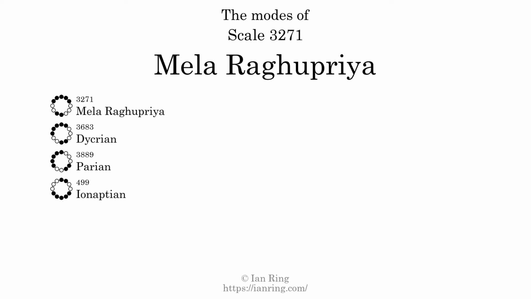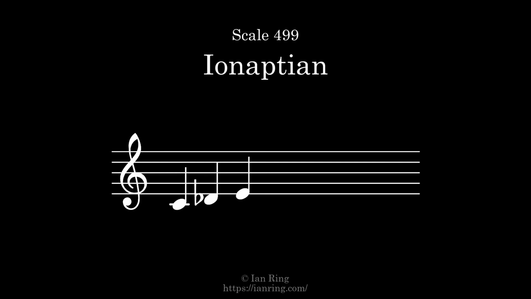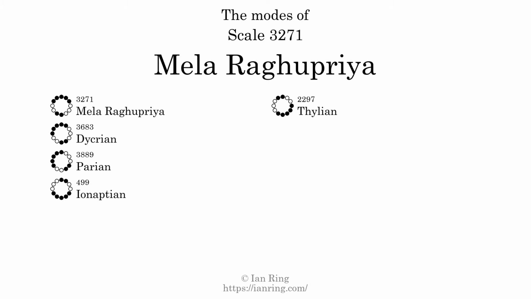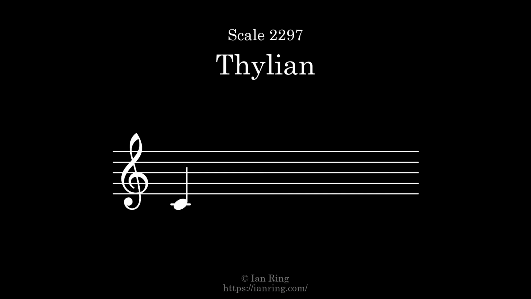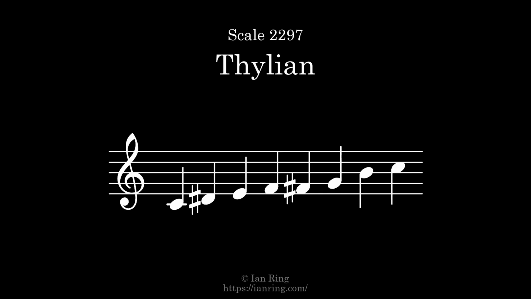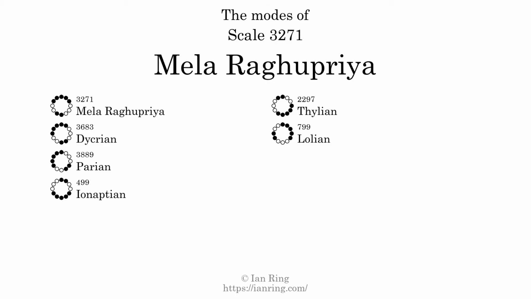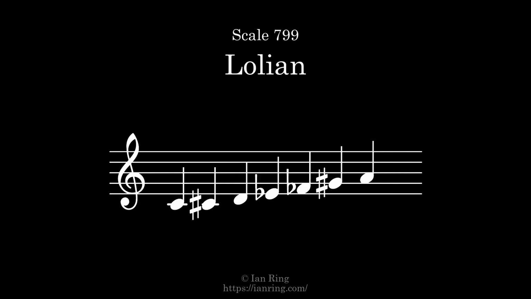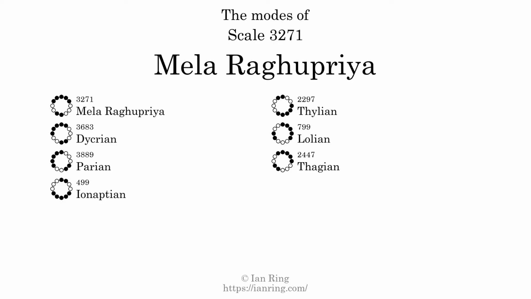The fourth mode is scale 499, also known as inaption. It sounds like this. The fifth mode is scale 2297, also known as Thalian. It sounds like this. The sixth mode is scale 799, also known as Lolian. It sounds like this. The seventh and last mode is scale 2447, also known as Thajan. It sounds like this.